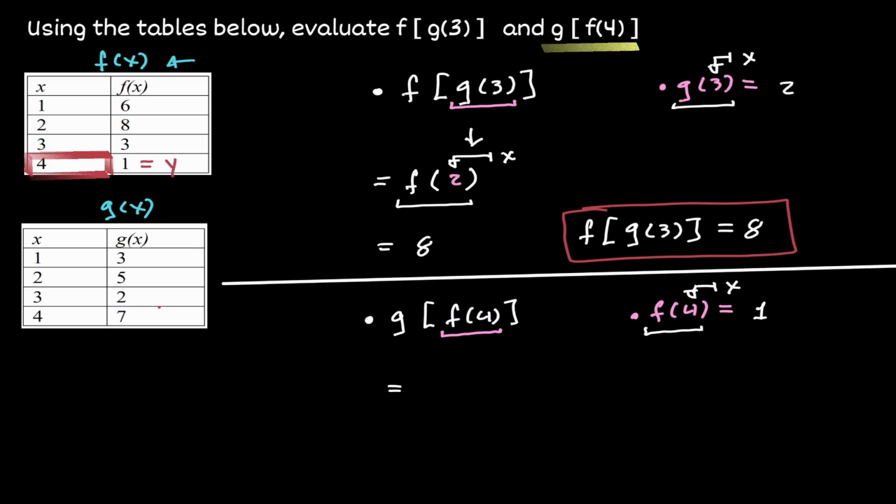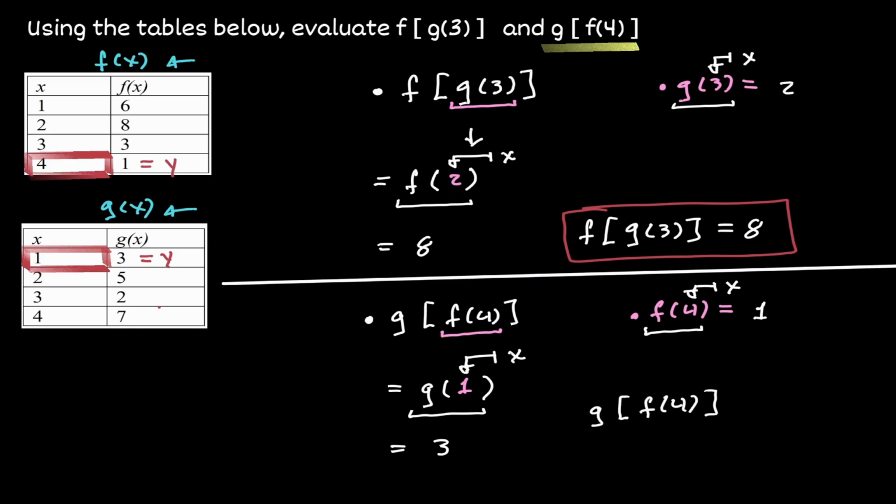Knowing that the inside of the composition is equivalent to 1, now we can rewrite this function as g evaluated at 1. So we're going to go to the function of g and figure out what the output is when x is equivalent to 1. Let's look when x is equivalent to 1. Now we can see that when x is equivalent to 1, the output is equivalent to 3. So we are done. Now we can say that the composition of g evaluated at f of 4 is equivalent to just 3.